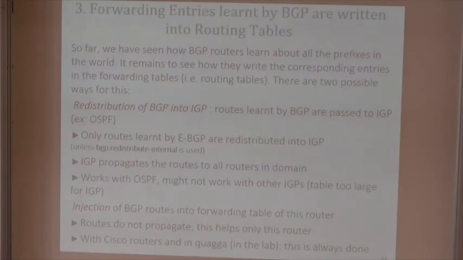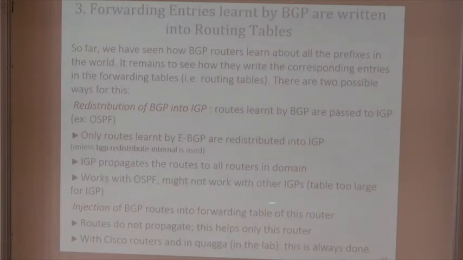So injection of BGP routes means a BGP router has learned through BGP how to go to a certain destination. It will write directly in the routing table information that leads to this destination. There are a few subtleties that we will see in a minute.